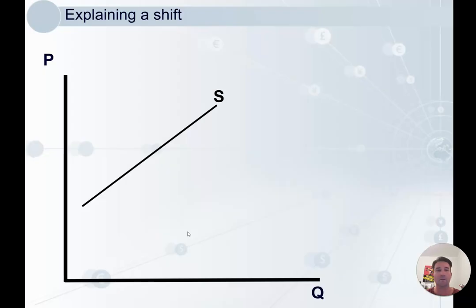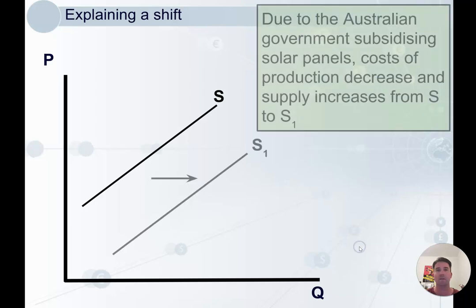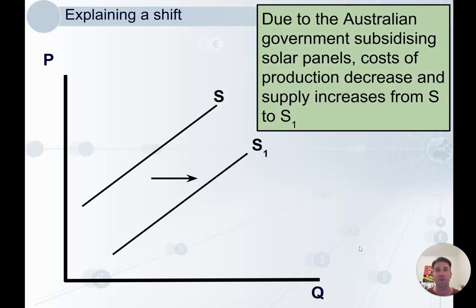Okay, and lastly, I want to talk about how we explain a shift of supply. So the type of terminology we use. This is a supply curve, upward sloping. Hopefully you remember why it's upward sloping. Price and quantity, same as we saw with demand. So an example here: due to the Australian government subsidising solar panels, costs of production decrease and supply increases from S to S1. Right, perfect.